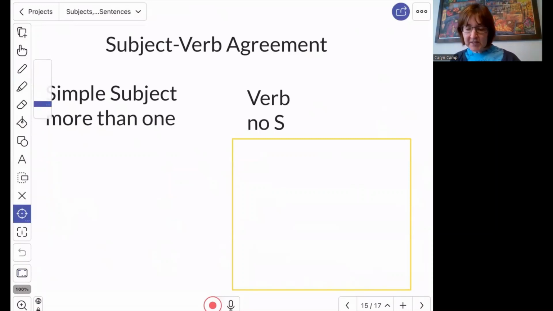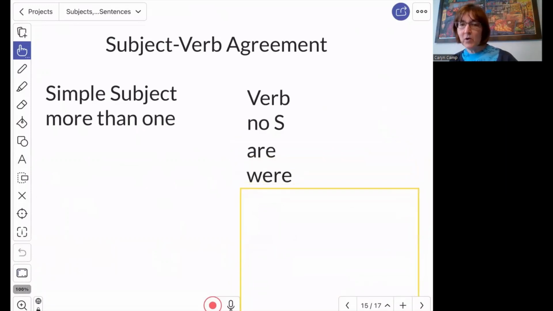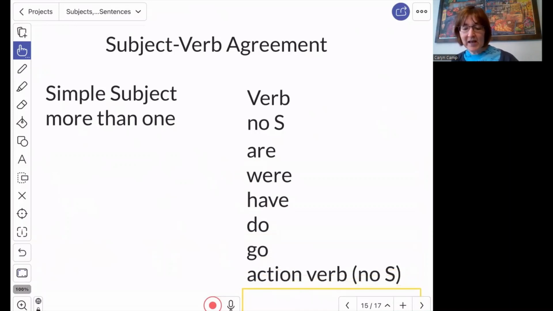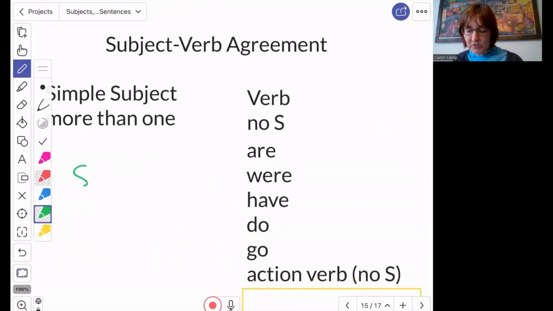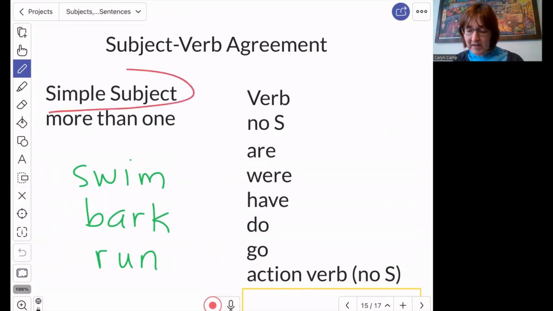But if the simple subject is more than one, we do not put an S on the end of the verb. So instead of is, we have are. Instead of was, we have were. Instead of has, we have have. Instead of does, we take the S off and make it do, or go, or any action verb that does not have an S. So it would just be swim, no S at the end, or bark, no S at the end, or run, no S at the end. We have to look at the simple subject in order to make that decision. And we have to ask, is it one or more than one?